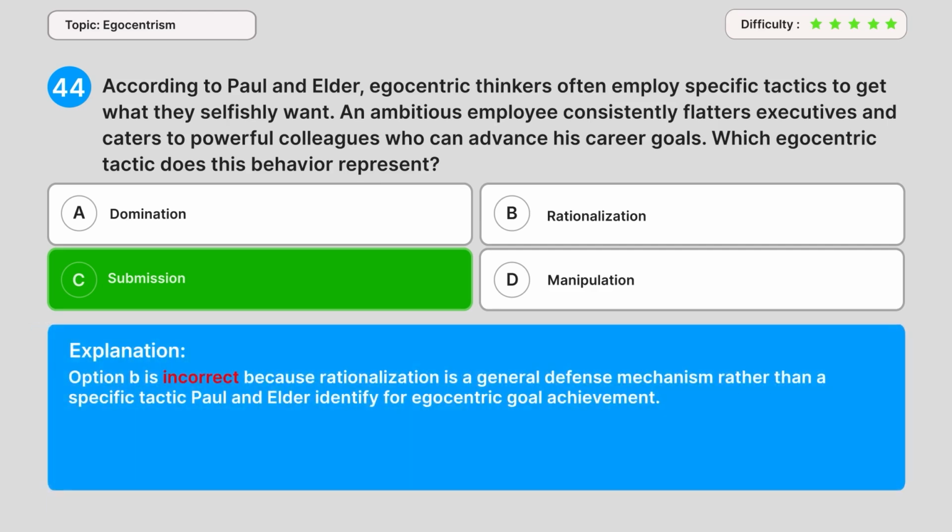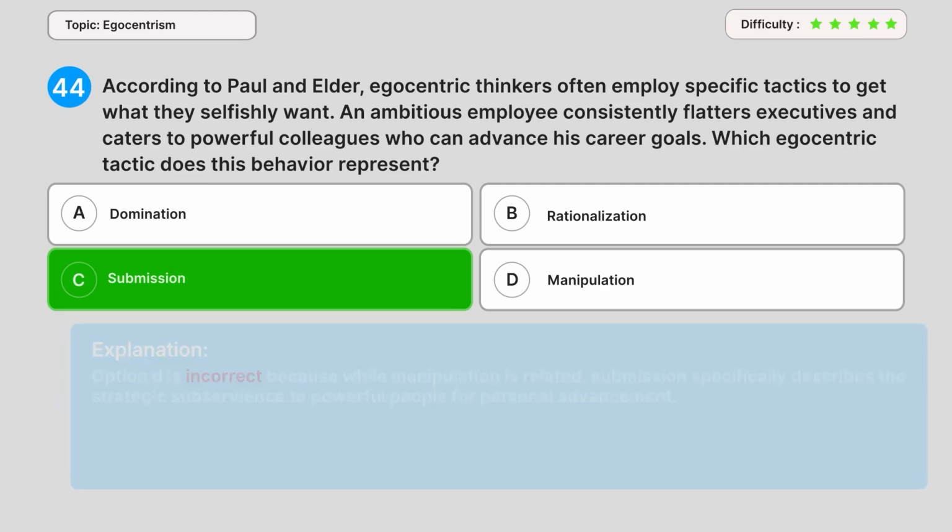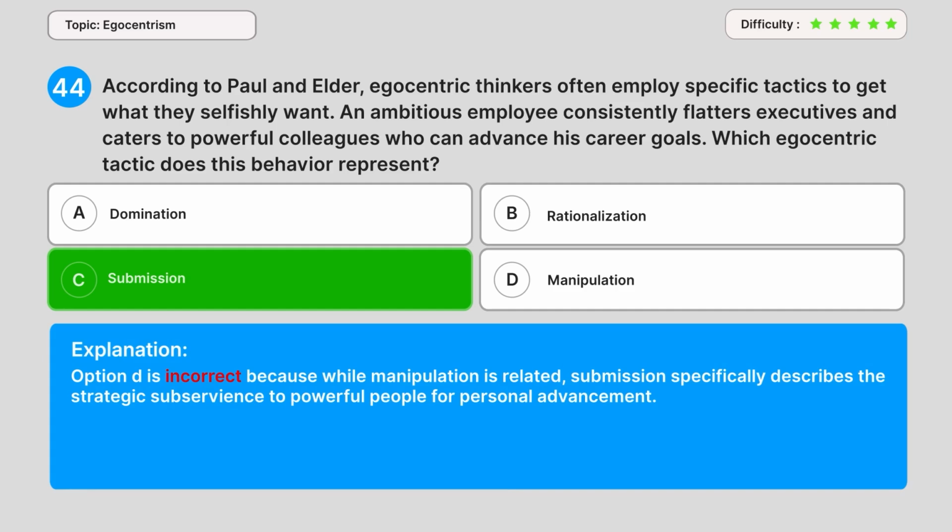Option B is incorrect because rationalization is a general defense mechanism rather than a specific tactic Paul and Elder identify for egocentric goal achievement. Option D is incorrect because while manipulation is related, submission specifically describes the strategic subservience to powerful people for personal advancement.